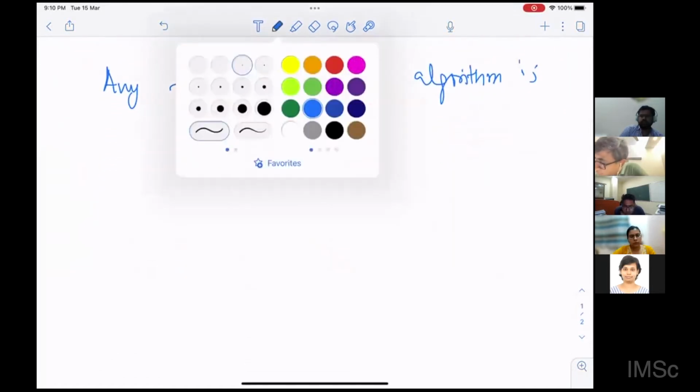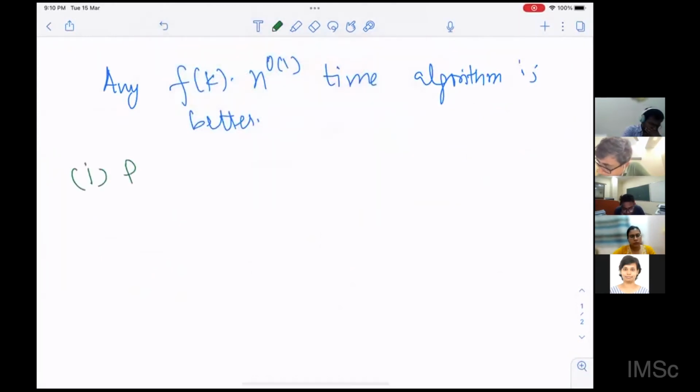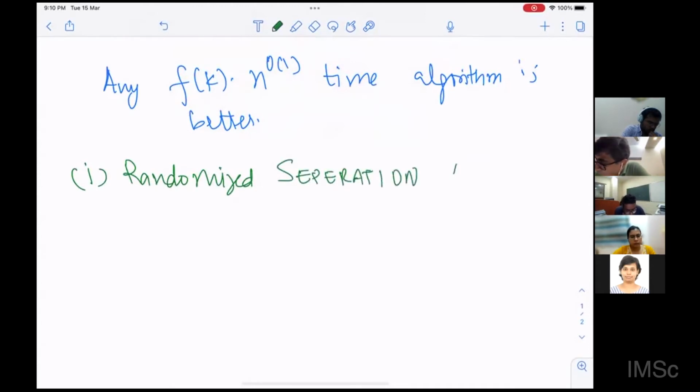And our first algorithm in this direction was the following, if you recall correctly. We made a randomized algorithm. Let's call it a separation algorithm. Okay, let's give it a name. So what was the observation which led us to this result? The observation was the following.